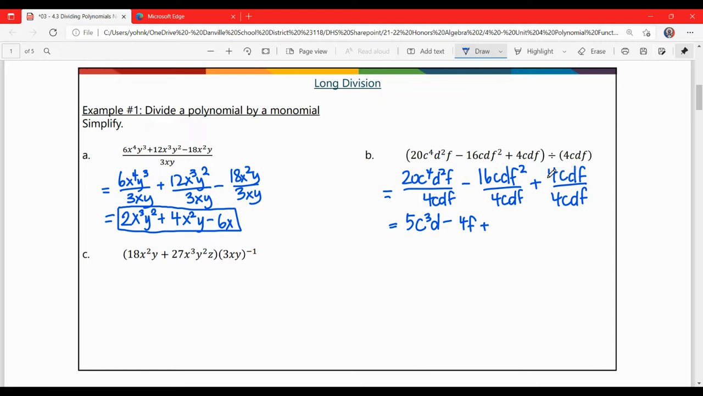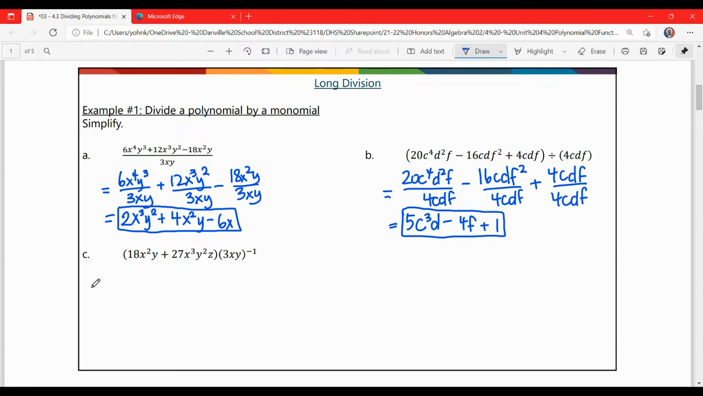Plus, I have 4 divided by 4 is 1. I have c divided by c is 1, d divided by d is 1, f divided by f is 1, so I have a plus 1. It's very tempting to forget the 1 at the end, but remember, this is a fraction, has the same thing top and bottom, so I need a number that shows it's simplified.